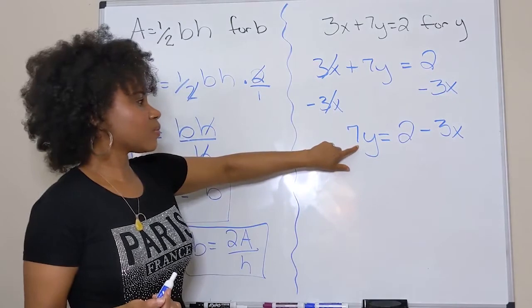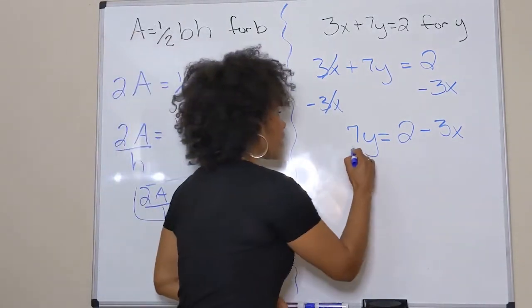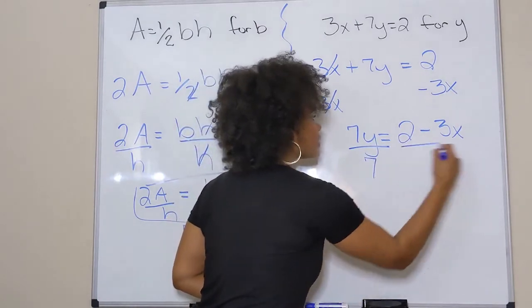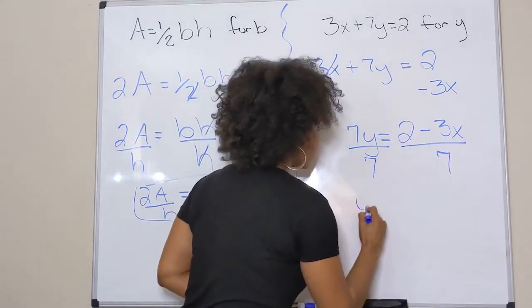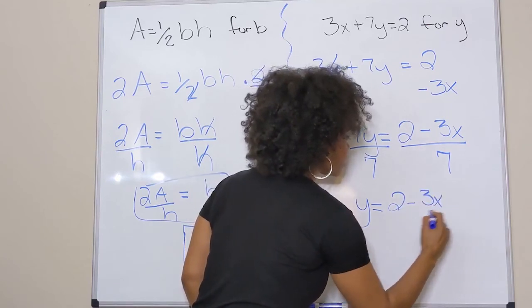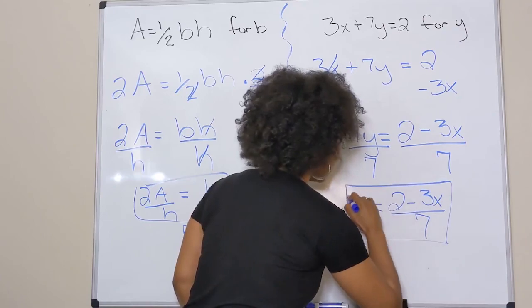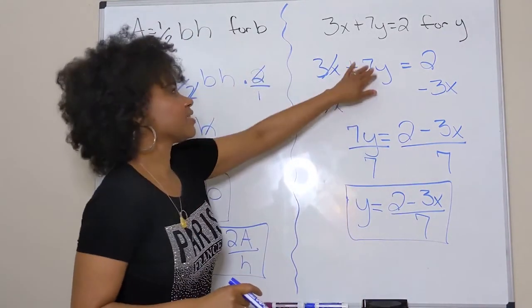All right. To get the y by itself or to isolate my y, I'm going to divide both sides by 7. Y equals 2 minus 3x divided by 7. All right, and I've solved this literal equation for y.